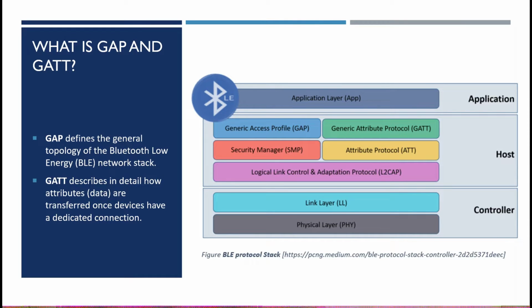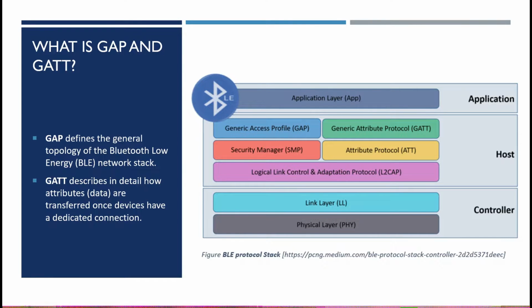We'll just talk a little about what GAP and GATT is in terms of Zephyr and the system. So GAP defines the general topology of the Bluetooth Low Energy network stack. There are two mechanisms a BLE device can use to communicate to the outside world. The first one is broadcasting and the second one is connecting. These mechanisms are subject to the Generic Access Profile, or GAP, guidelines. GAP defines how BLE embedded devices can make themselves available and how two devices can communicate directly with each other.